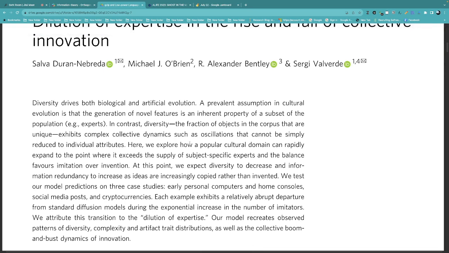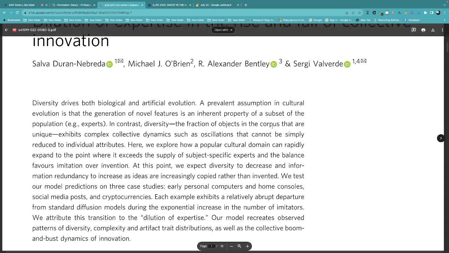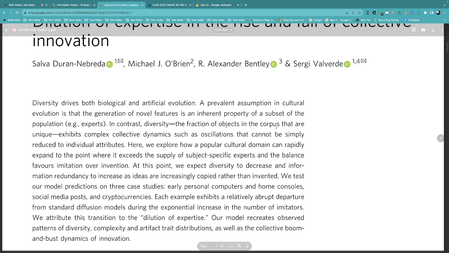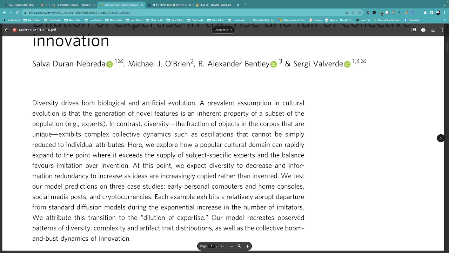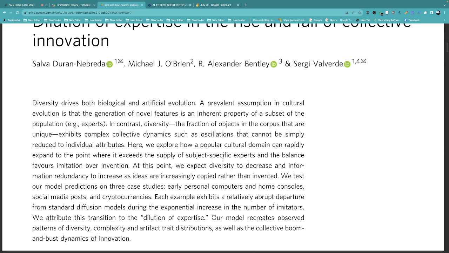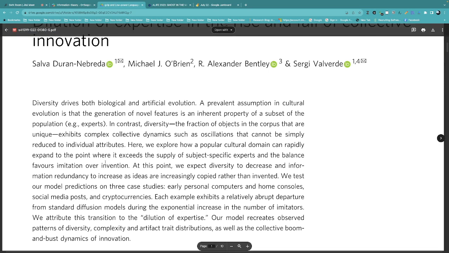So this is where we have these unique aspects of the corpus that we can observe. Here we explore how a popular cultural domain can rapidly expand to the point where it exceeds the supply of subject-specific experts, and balance favors imitation over invention.